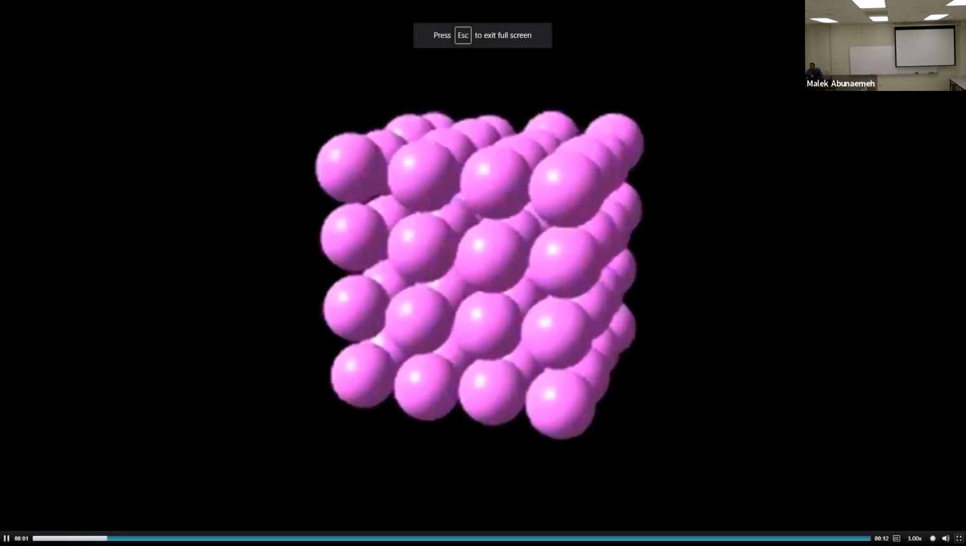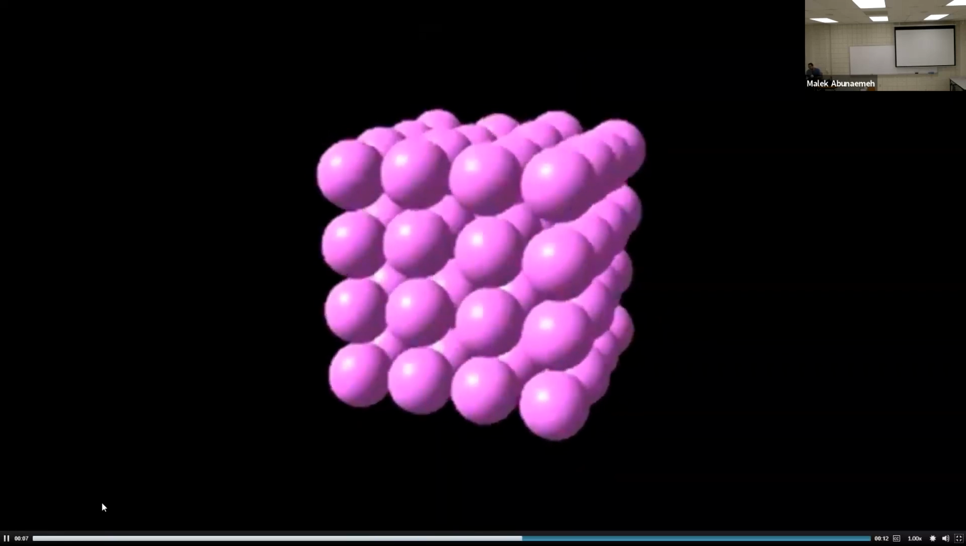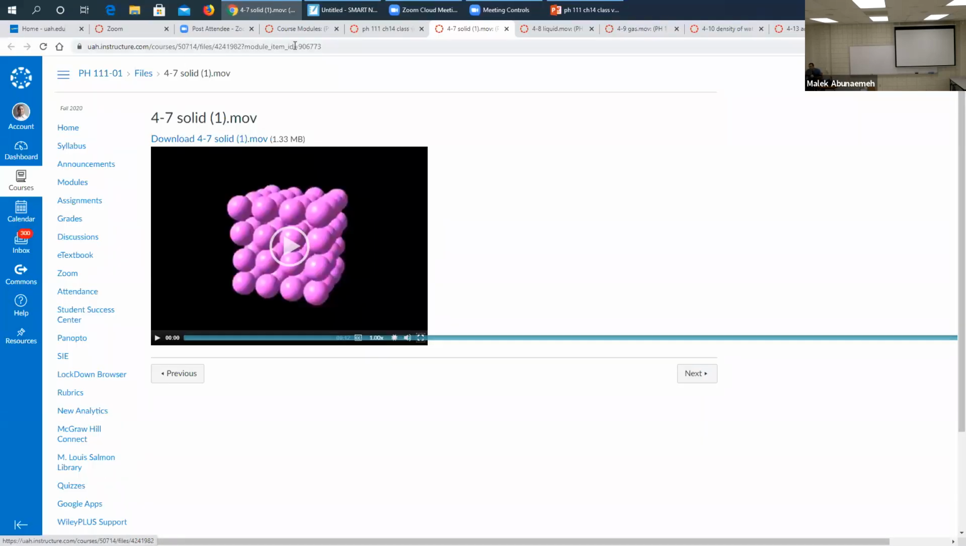Here, a microscopic view of a solid is shown schematically. In a solid, molecules are held close together in an orderly fashion with little freedom of motion. So the bonds between the solids are strong, with no room for any motion.